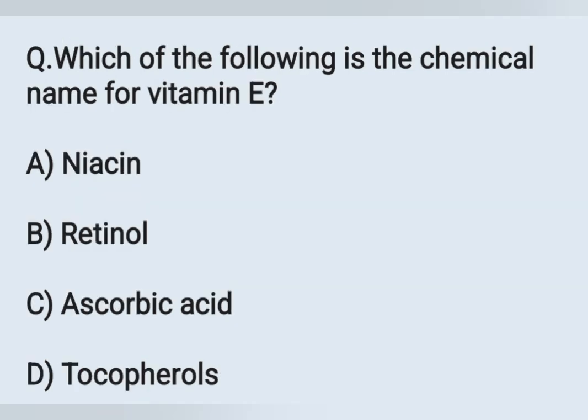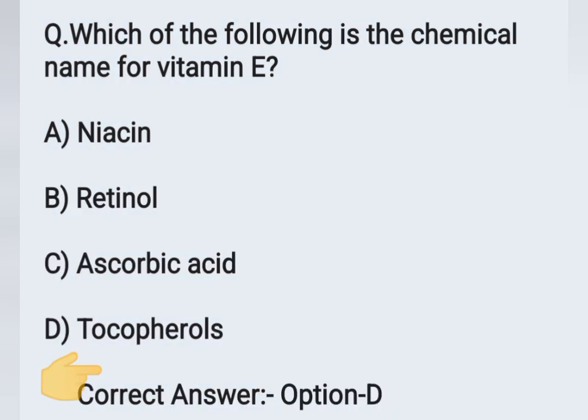On to the next question. Which of the following is the chemical name for vitamin E? Options: Option A, niacin. Option B, retinol. Option C, ascorbic acid. Option D, tocopherol. Vitamin E is tocopherol. Option D is the correct answer.